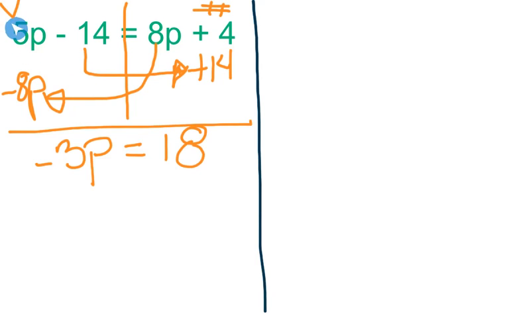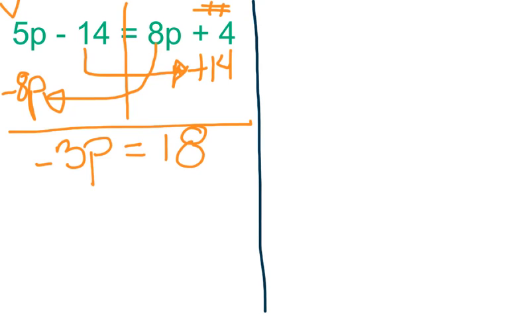So we wanted our variable terms on the left and our constant terms, or our number terms, on the right. And so we took our 8p and we moved it this way and made it minus 8p. We took our minus 14, moved it this way, made it plus 14, and then we just combined our like terms. 5p minus 8p is negative 3p, and then 4 plus 14 is 18.